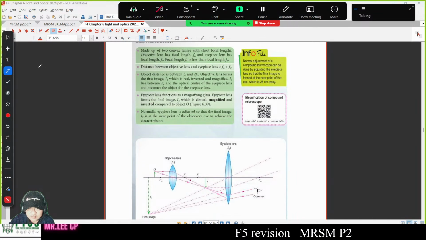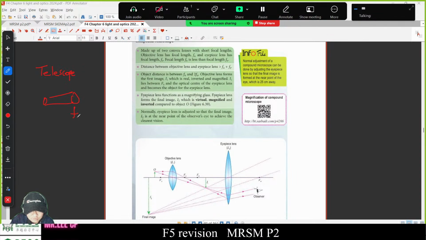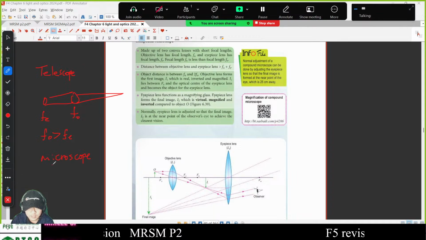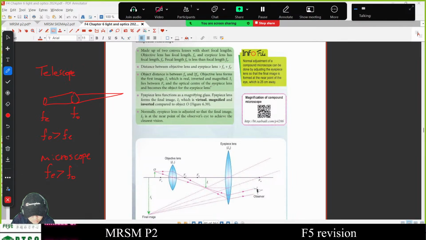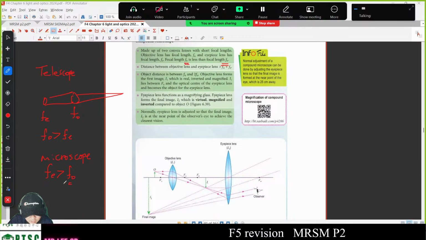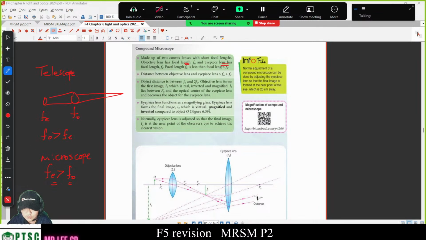So telescope, I told you how to memorize. Again, one more time, repeat many times. Here, F objective lens, this one is far. So this is FE, FO more than FE. So microscope, I also memorize this way: FE more than FO. FO is less than FE for microscope. Okay, because today we are going to focus on the microscope.